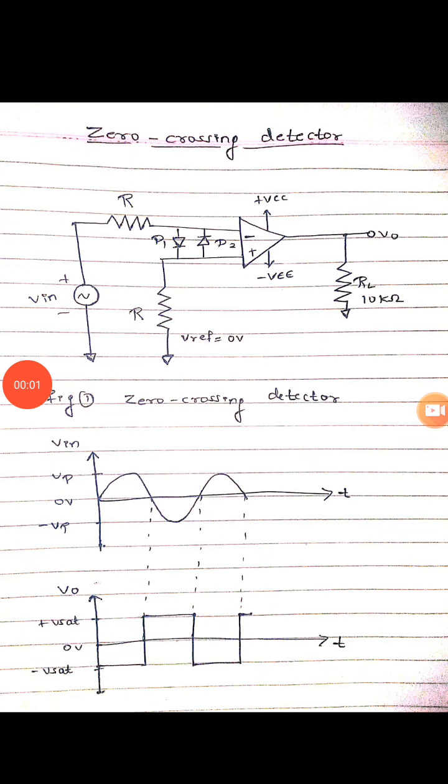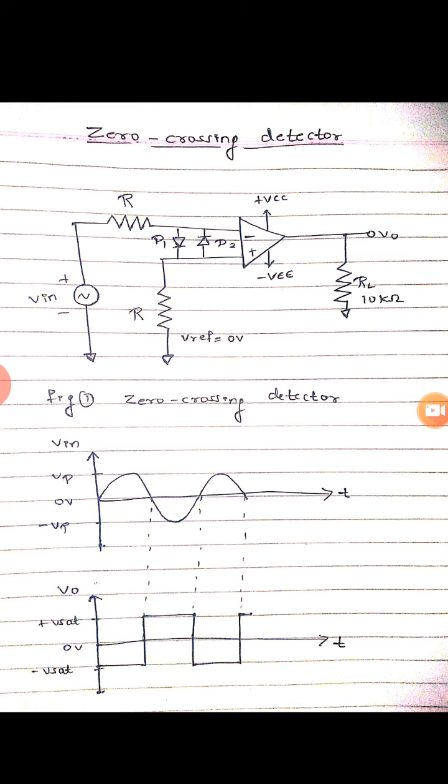Hello all. The next topic that we need to discuss is zero crossing detector. In the past we have already discussed the basic comparator. In that, both inverting and non-inverting configurations I have discussed. Before going through this video, please go and check that video in order to understand the concept better. So we'll start zero crossing detector.